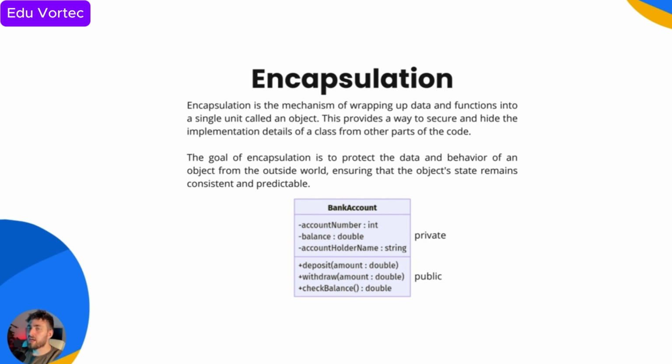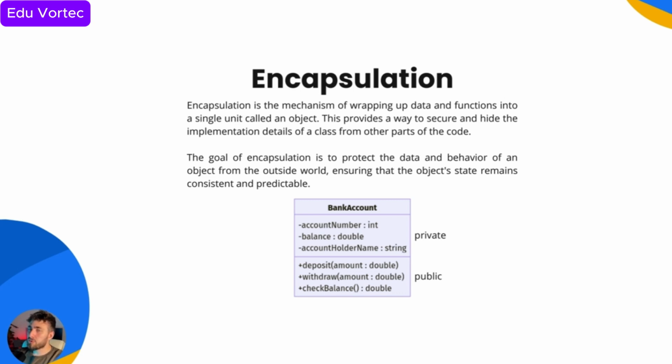The goal of encapsulation is to protect the data and behavior of an object from the outside world, ensuring that the object's state remains consistent and predictable. Let's look at an example to better understand this. Imagine you have a class called BankAccount that represents a bank account. This class would have data members like the account number, balance, and the account holder's name. It would also have methods like deposit, withdraw, and checkBalance.